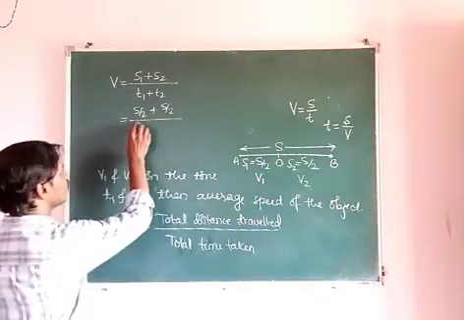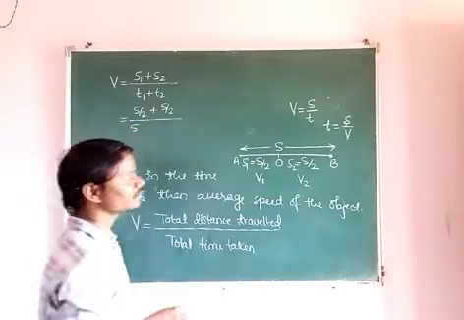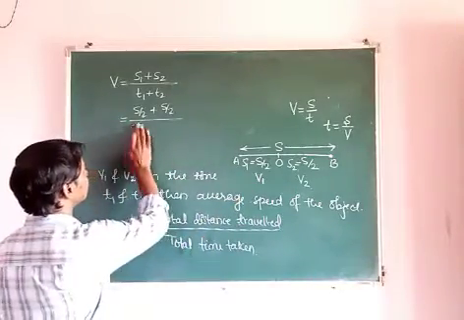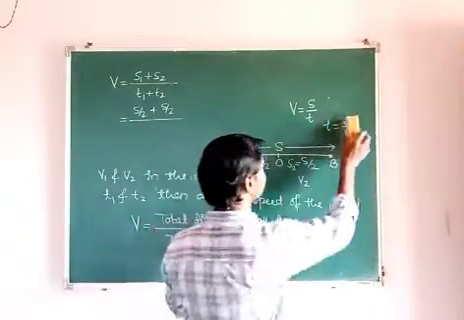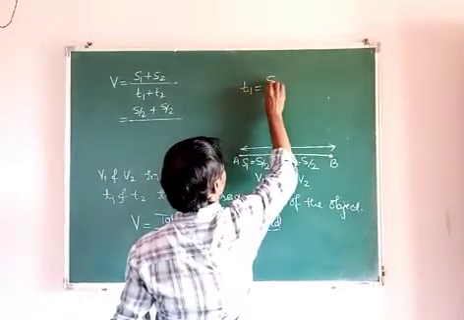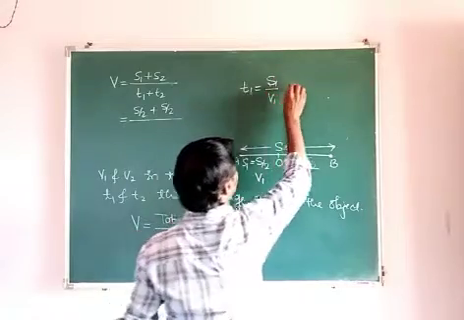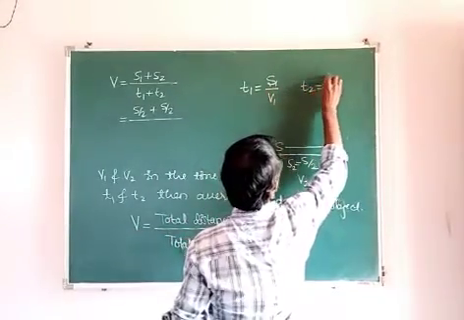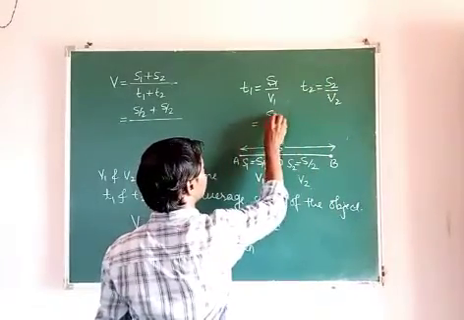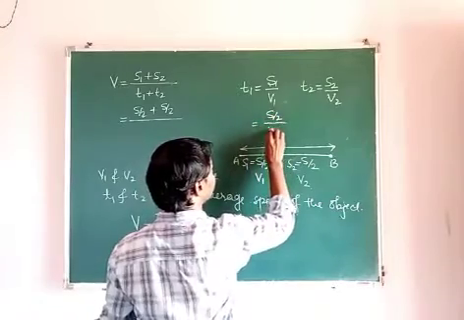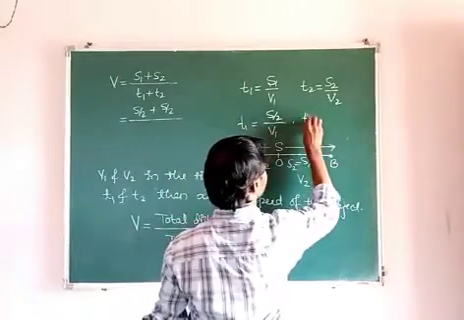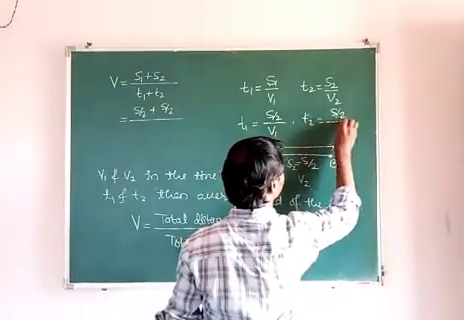Okay. Then let us take the distance traveled by the object from A to O in the time T1. So time T1 can be written as S1 by V1. Then time T2 can be written as S2 by V2. Now what about S1? S1 is nothing but S by 2, so T1 is S by 2 divided by V1. And what about T2 here? T2 is S by 2 divided by V2.